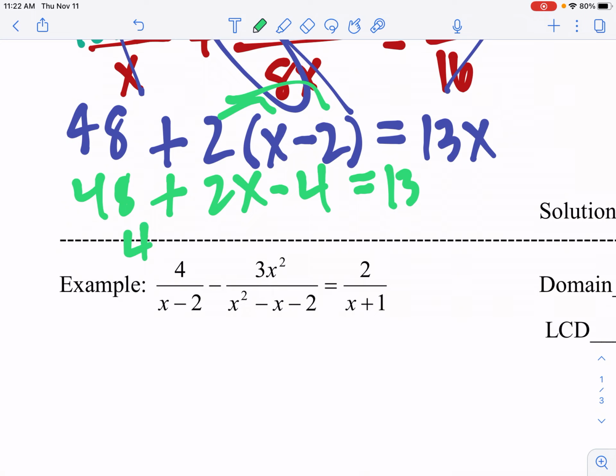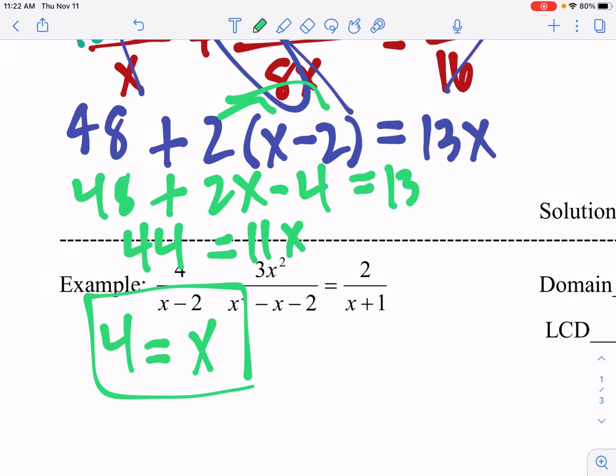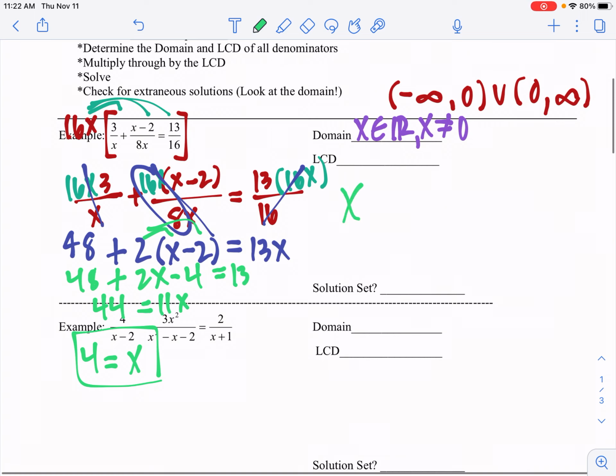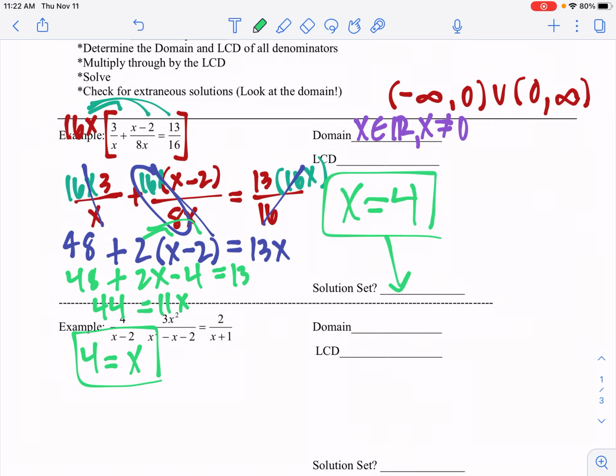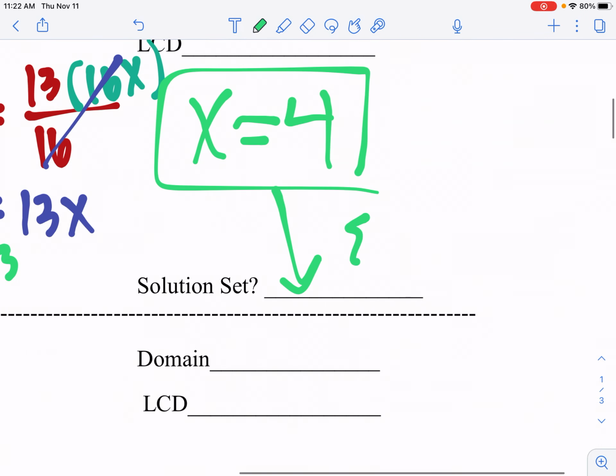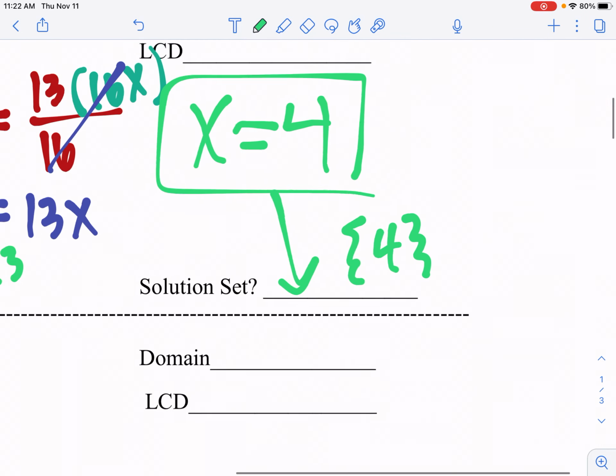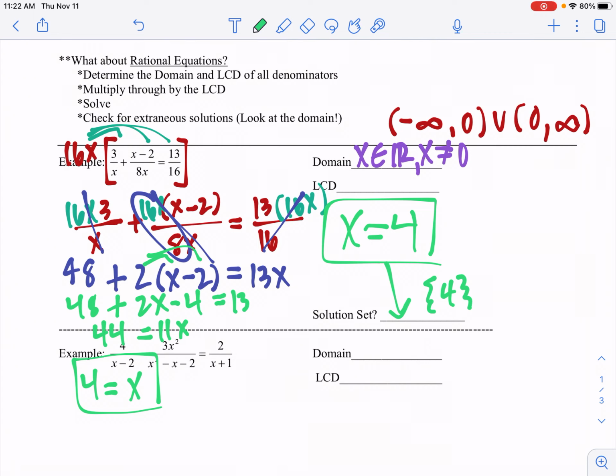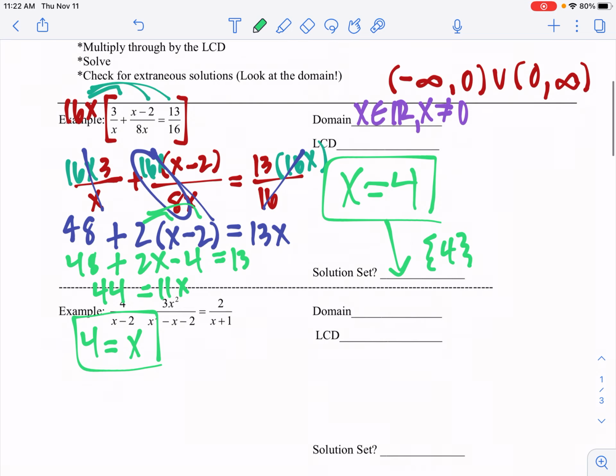48 minus 4 is 44. Move the 2x to the other side. That'll be 11x. Divide by 11, and I'll get 4. So x equals 4. Now that is okay. Oops, solution sign. Your homework may do it like this. Those little squiggly lines, that just means the set of. So that's okay. We said x couldn't be 0 and x is 4, so it's all good.